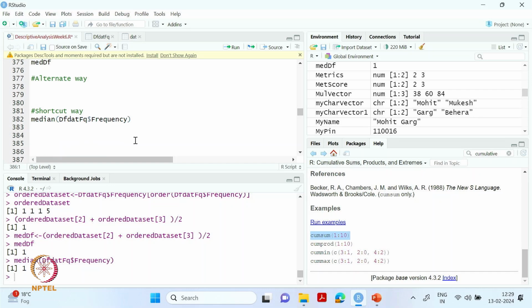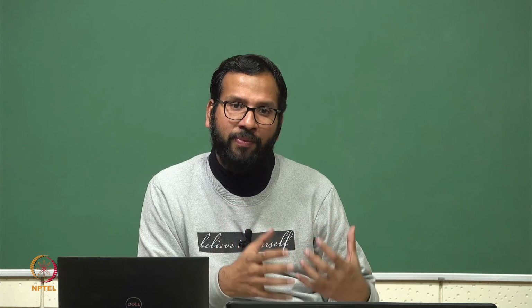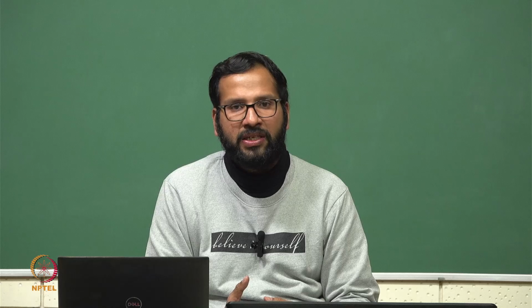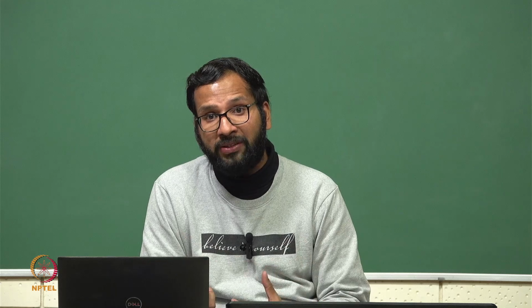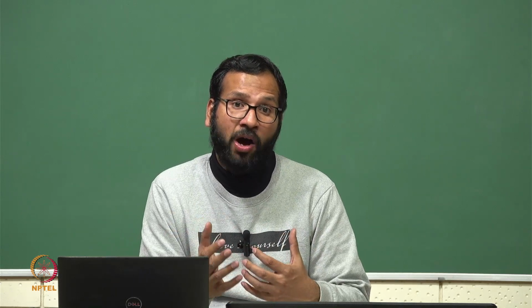So our mean is done, median is done. Now in R there is no inbuilt function available for calculating the mode. We have inbuilt functions for mean and median, but we don't have one for mode. So how to do that? Again we have to write a function, but to write a function we must first understand how we calculate the mode in a manual way.